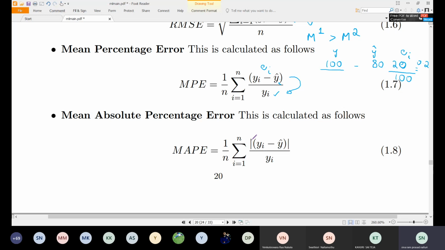We have to apply the absolute function to the numerator. You have to apply the absolute value to the numerator. So if you apply this mean percentage error, in our case, what will be the error? You do this later on at home. Calculate the mean percentage error for both the models and also calculate the mean absolute percentage error for both the models and find out which one is better if you use this cost function.